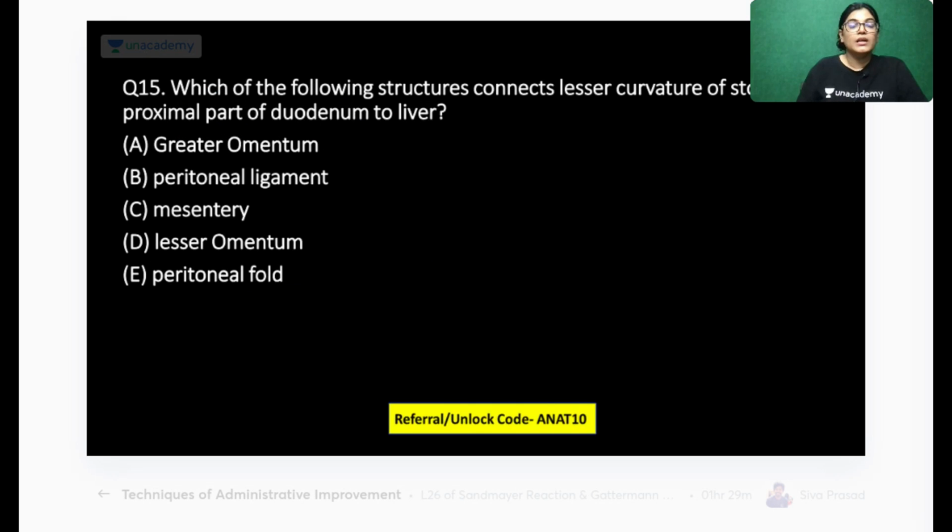Absolutely right. Okay. Which of the following structures forms a connecting link between the lesser curvature of the stomach and the proximal aspect of the duodenum to the liver? Whether it is greater omentum, peritoneal ligament, mesentery, lesser omentum, or peritoneal fold. So we have 5 options and you have to select the right answer. Five options are there. Mark the correct answer.